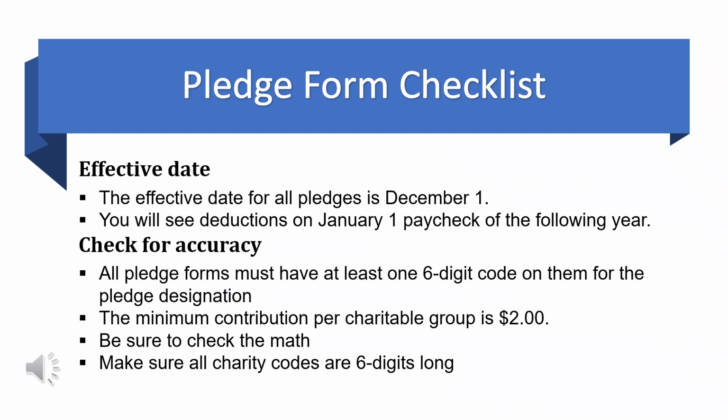The effective date for all pledges is December 1st, 2021. You will see deductions on your January 1st, 2022 paycheck. Be sure to check for accuracy that all pledge forms must have at least one 6-digit code on them for the pledge designation. The minimum contribution per charitable group is $2. Be sure to check the math. Make sure all charity codes are 6 digits long.